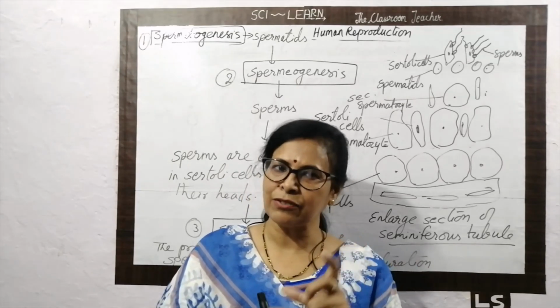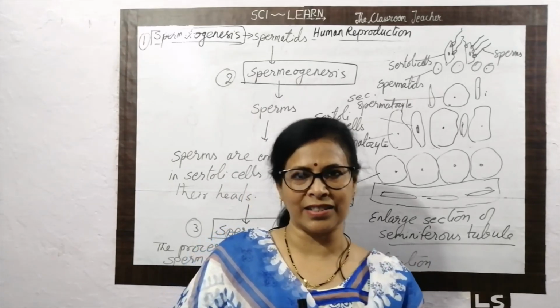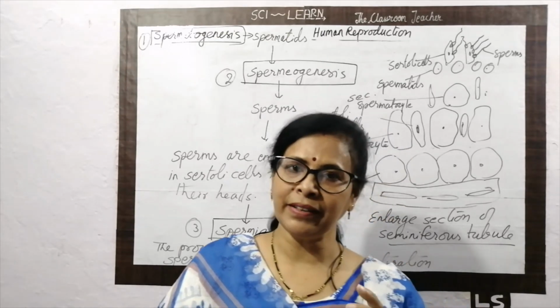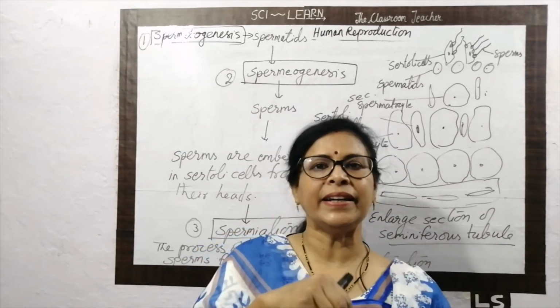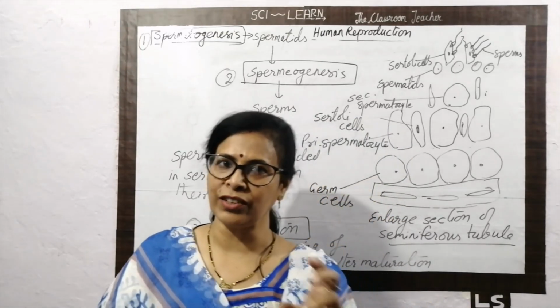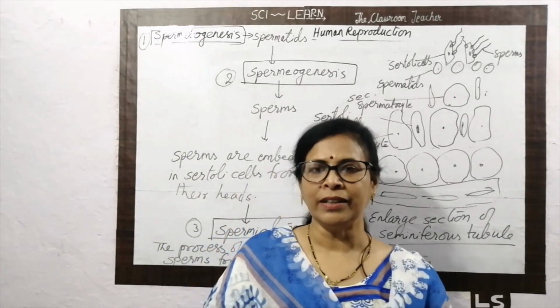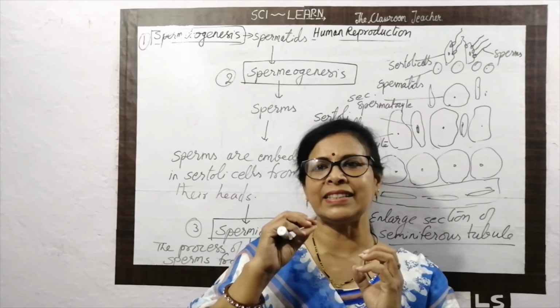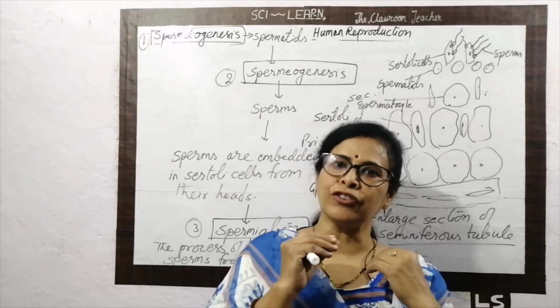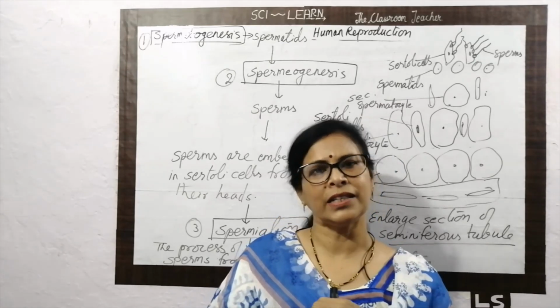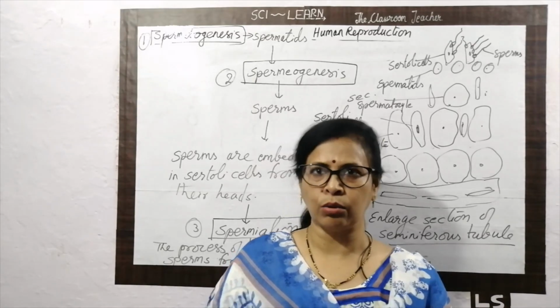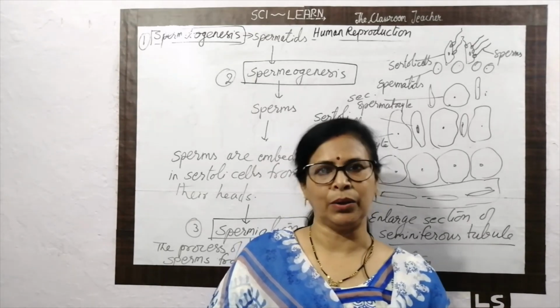The sperms which are formed here are motile. These motile sperms are embedded inside the Sertoli cells of the seminiferous tubule. When this sperm gets mature, the Sertoli cell releases it, and this process of releasing the sperm is called spermiation. This is the whole process of spermatogenesis.